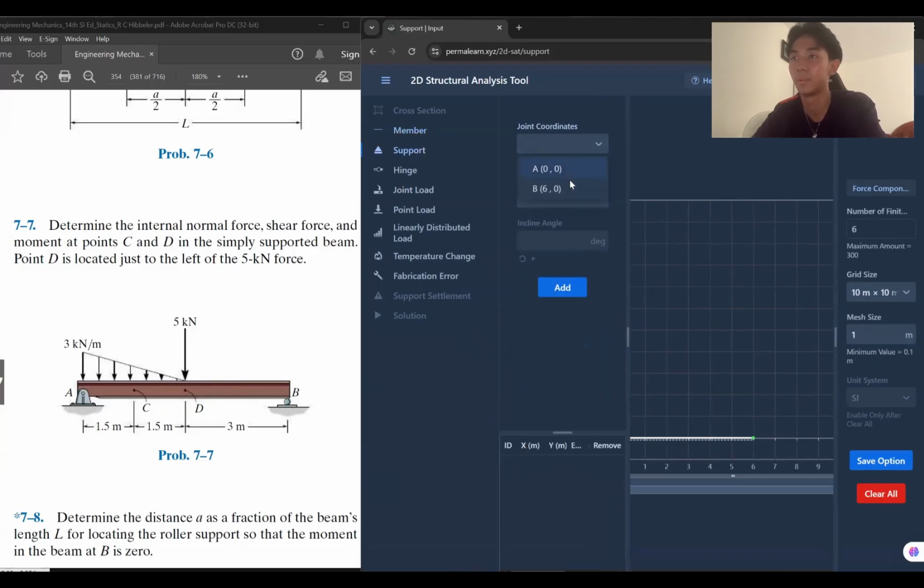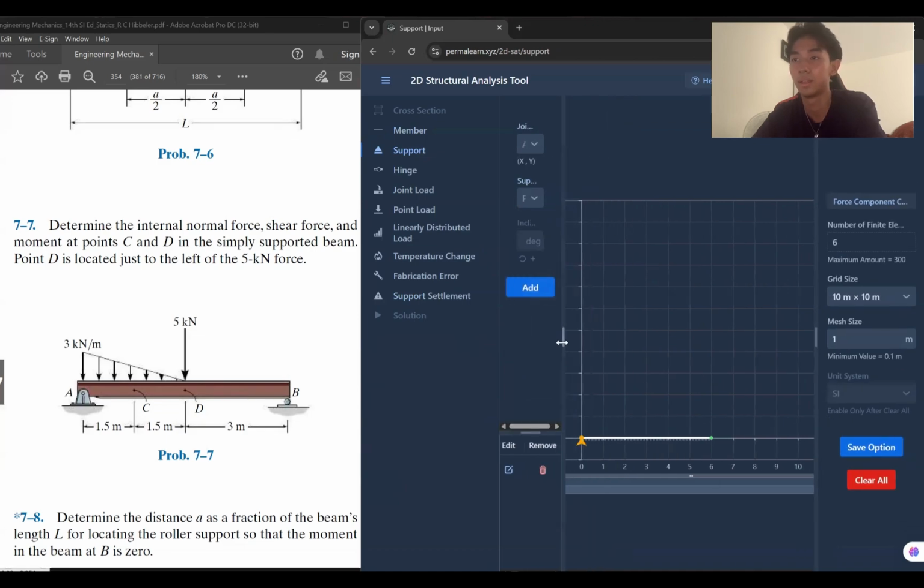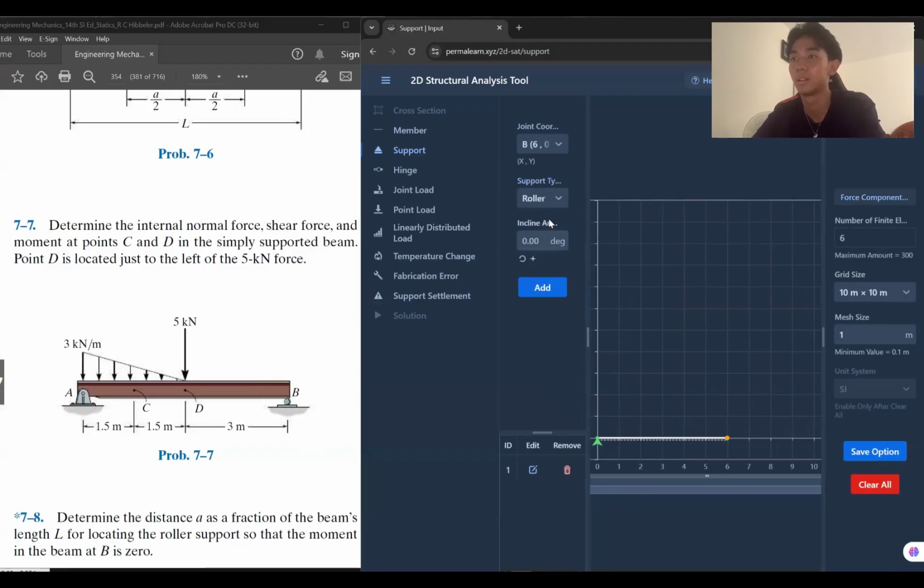So first at point A, we click on this and we go to point A, it is a pin support, so we click on pin and then add. Okay, so now at point B, which is at the far end over here, point B is a roller, so let's click roller and add. Okay, so now we have both the pin and the roller, and we need two more forces.